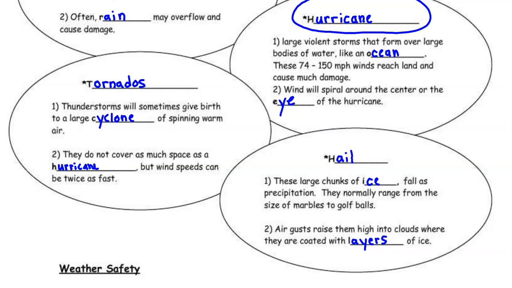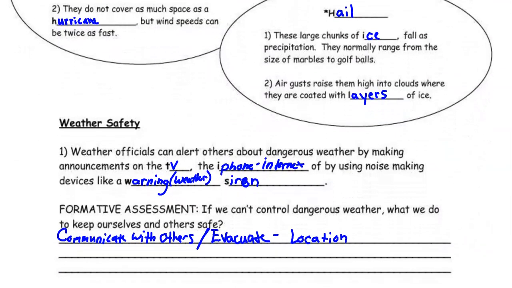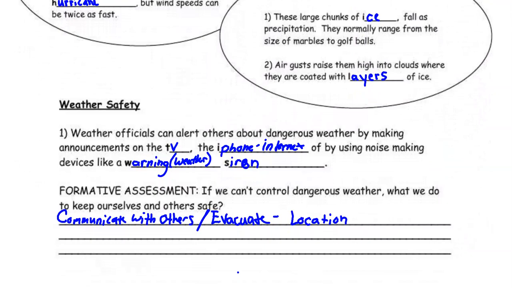With all of these different possible dangerous and damaging and potentially deadly weather, it's important to also read about weather safety. In our class, we talked about weather officials being able to alert individuals in areas where dangerous weather is approaching by making announcements on television, your iPhone, internet, and other devices. You can also set off a noise like a warning weather siren and other options as well.